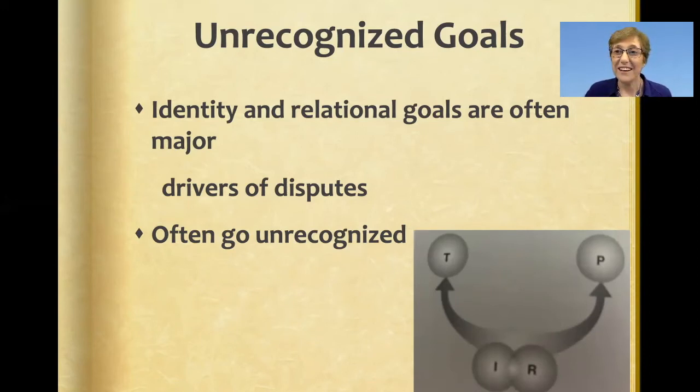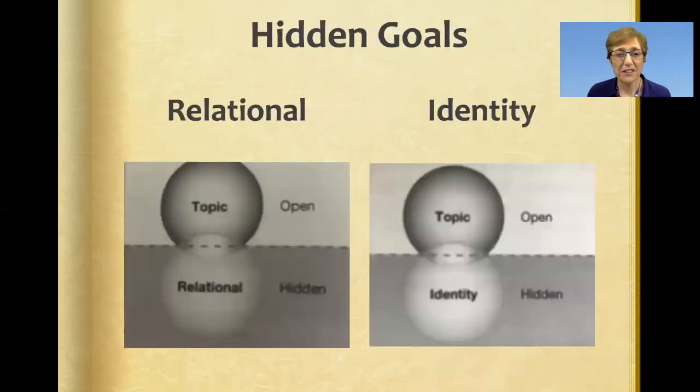But the teacher recognized that the grade was bothering me, and that helped us to move towards solving the dispute. Now, when there are these hidden goals, you see here, the topic is being talked about, but on the left-hand side, the relational goal is hidden, and on the right-hand side, the identity goal is hidden. So when those goals are hidden and never talked about, they can't be addressed.